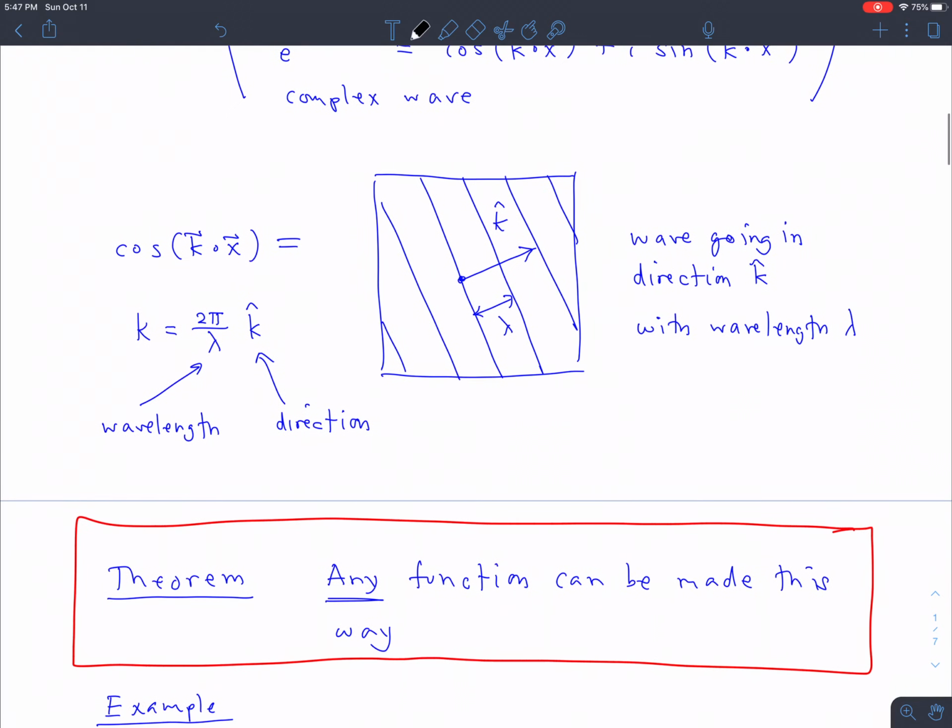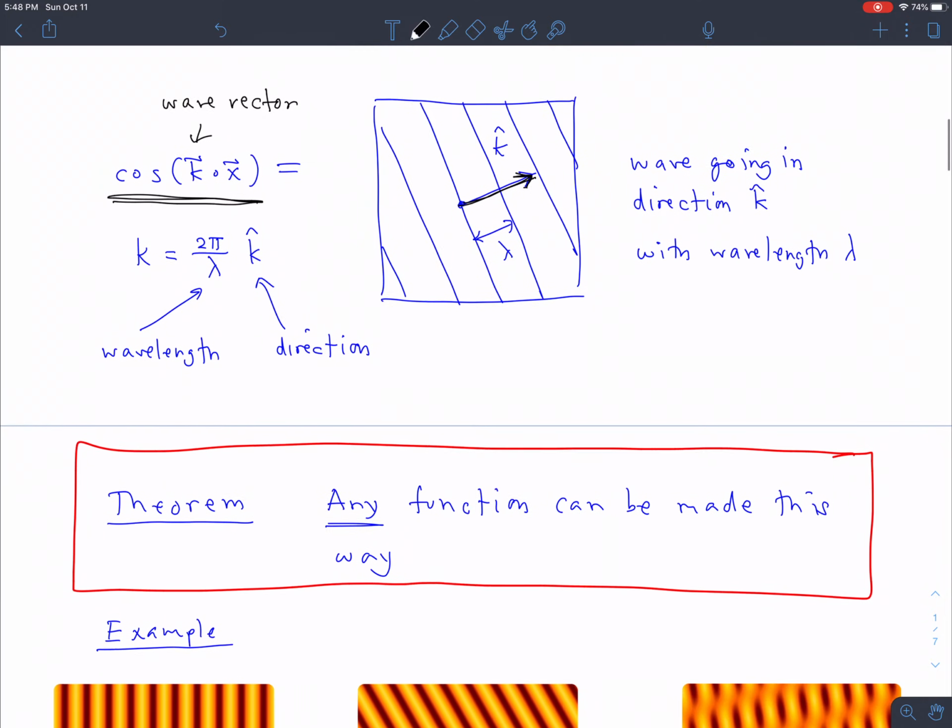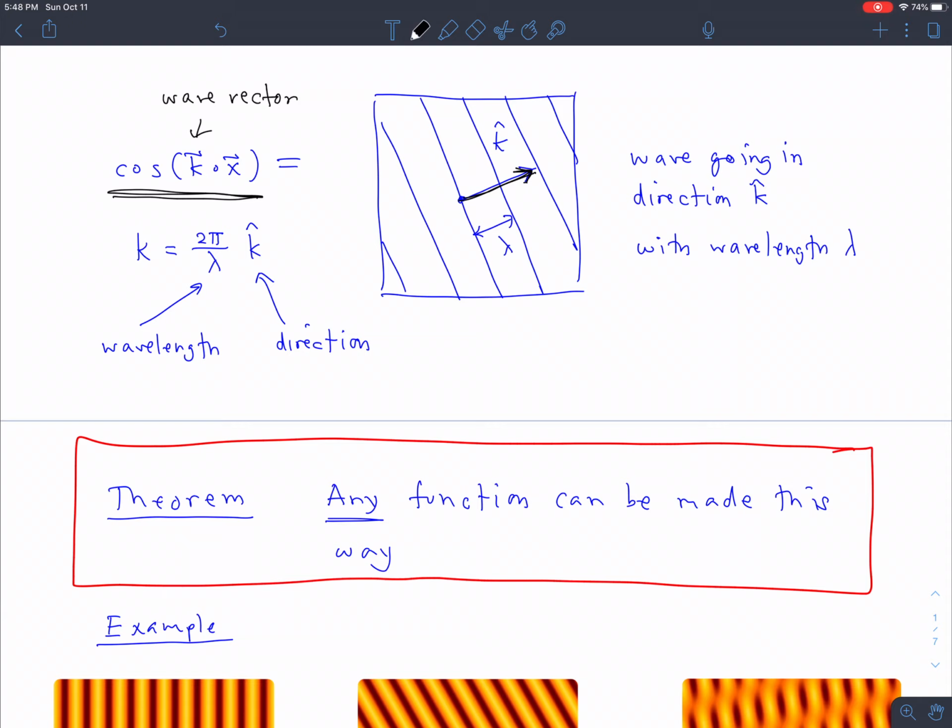What does that mean? Well, here's what it means. Here's the same function down here, k dot x. What that means is that the wave is traveling in the direction given by k. This is called a wave vector, and it gives the direction in which the wave is traveling. And then the length of the vector is equal to 2 pi over the wavelength of the wave. So if the wave has wavelength lambda, then this wave vector has length equal to 2 pi divided by lambda.